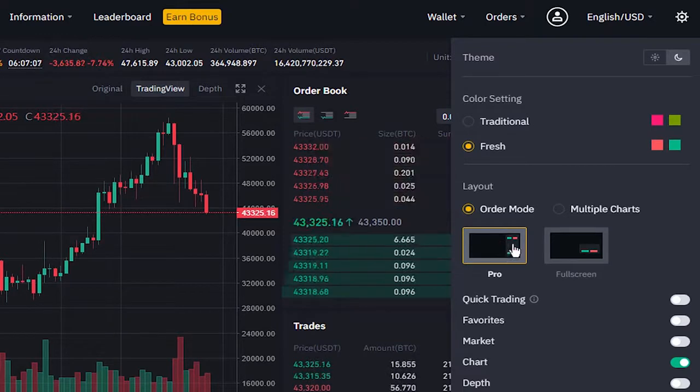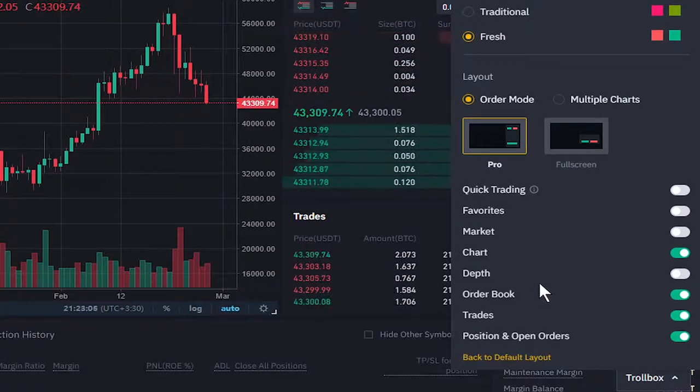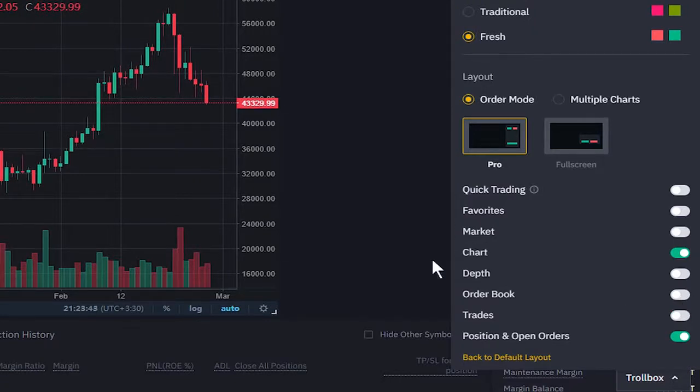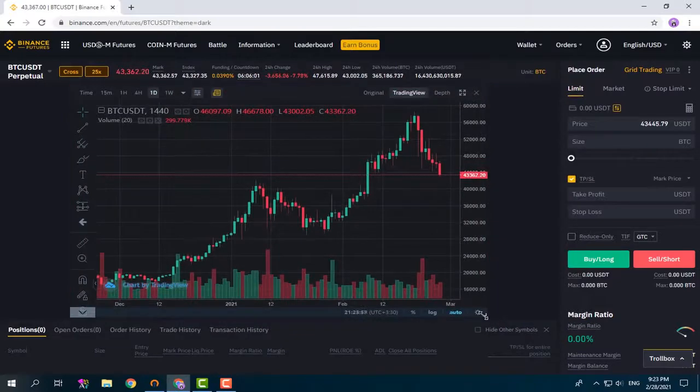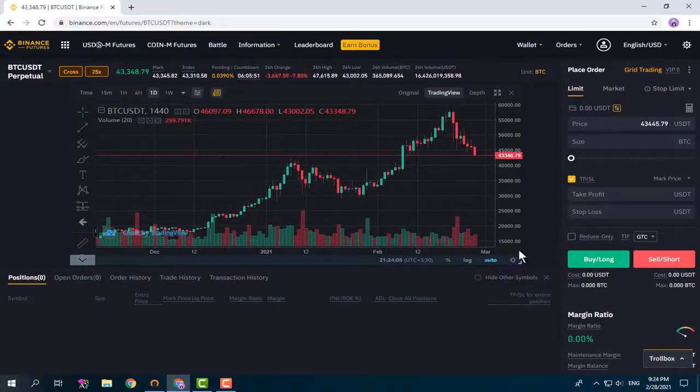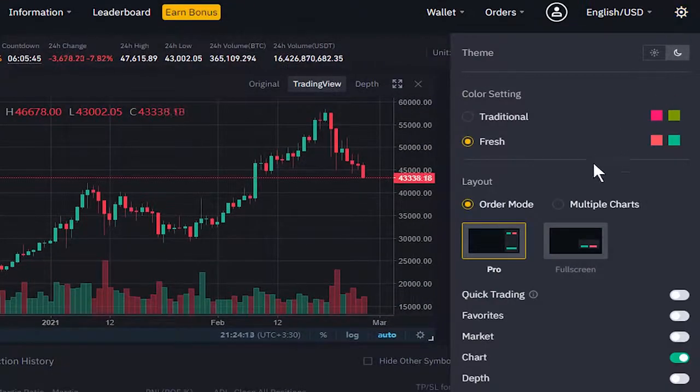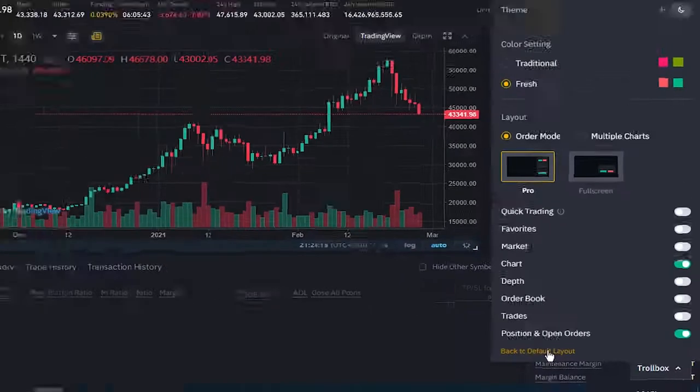The Pro layout is already selected and I just explained it. In Pro layout, you can customize these parts. For example, you can turn off whatever you don't need. Let's turn off order book and trades. And you can drag these windows or resize them, as you can see. And you can simply go back to the default setting by clicking on back to the default layout.